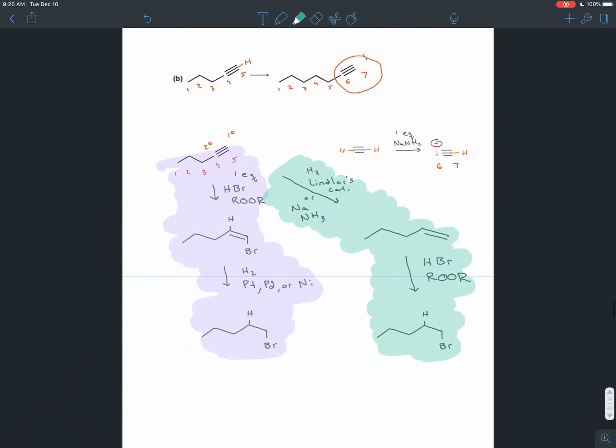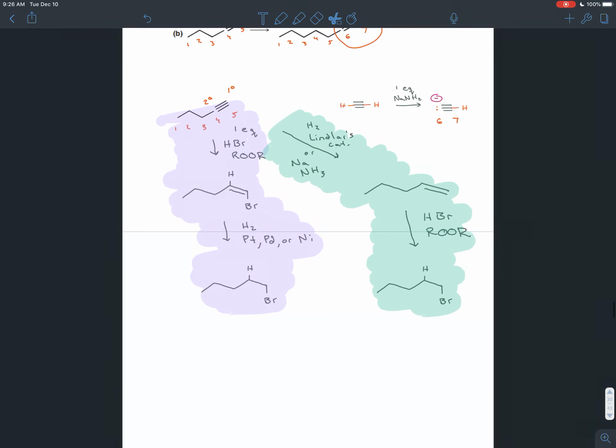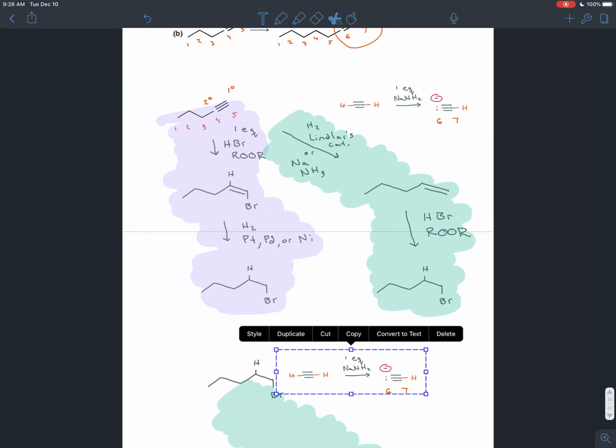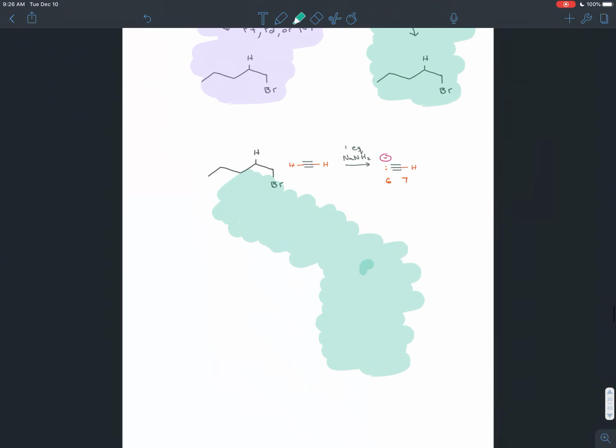Well, either way we do this, the purple or the green, we end up with this alkyl halide, and that's what we wanted, right? We tried using this as the terminal alkyne. It didn't work, so we're going to try to use this molecule as the alkyl halide. So we'll take our alkyl halide, we'll react it with the nucleophile that we made above.